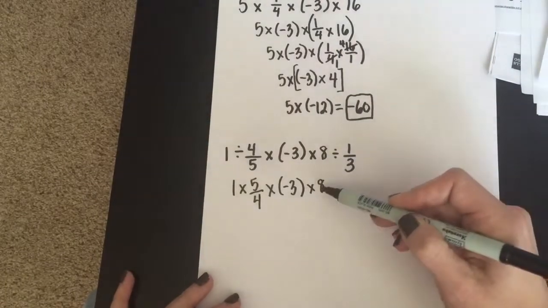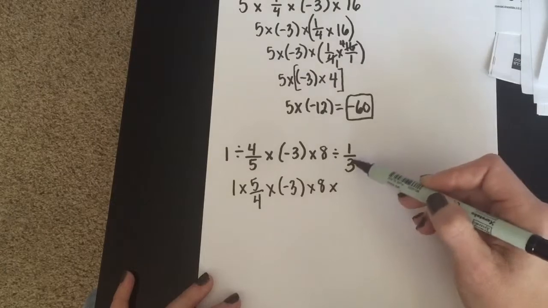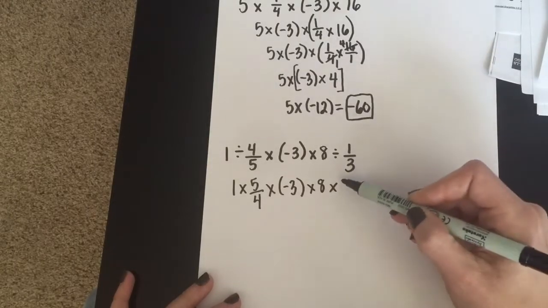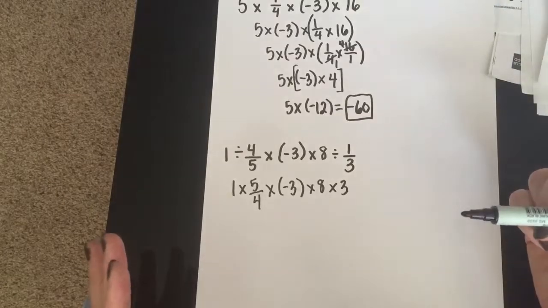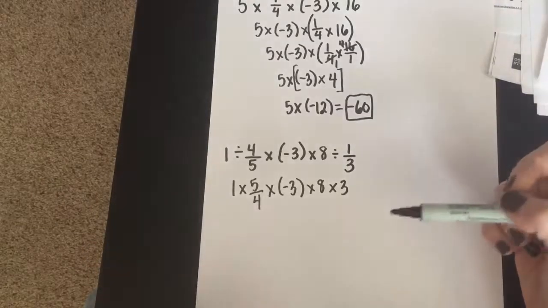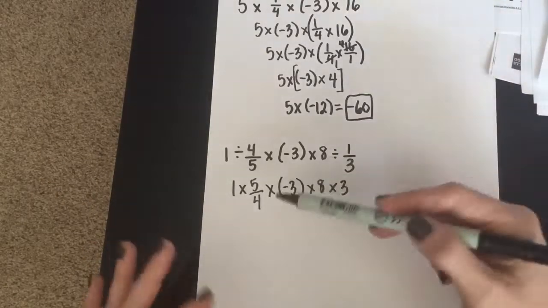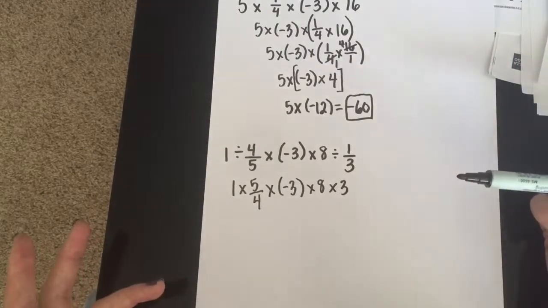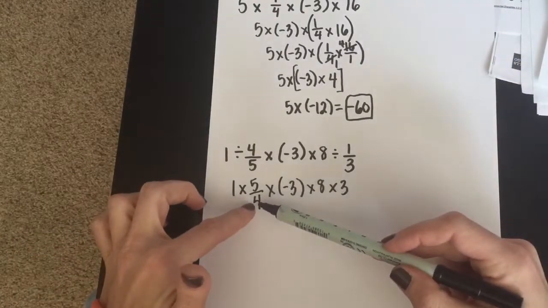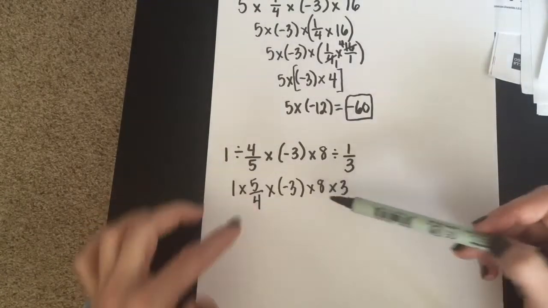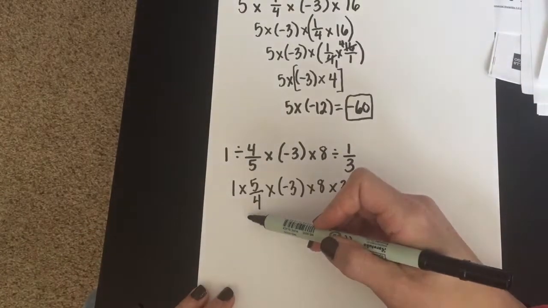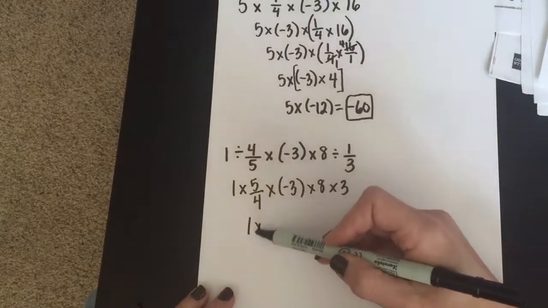Keep it, change it, flip it. So keep my 8, change to multiplication, flip this into 3/1 or just 3. So now I really only have 1 fraction. Okay, so like what we did in the previous problem, I want to move things around that make sense to each other. This has a 4 in the denominator. 4 is a factor of 8, so I'm going to use my commutative property to move those two numbers together.